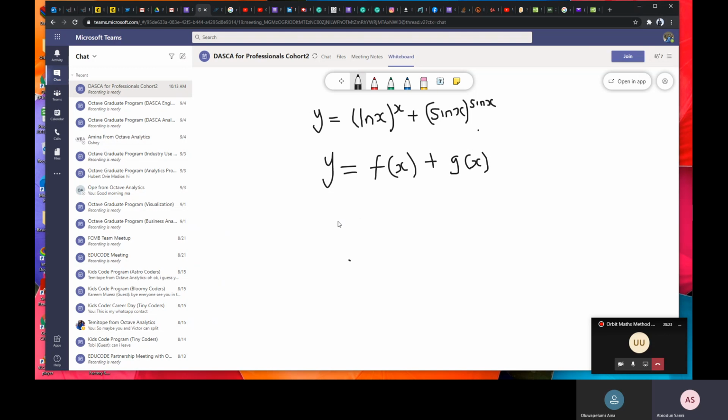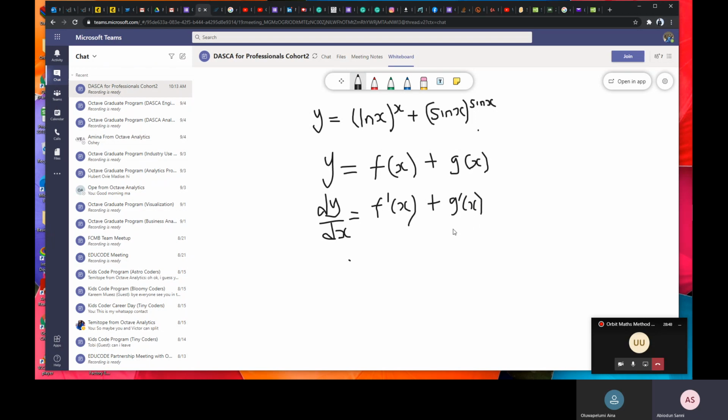Differentiation is a linear operator. So what do I mean by that? It means that if I want to take the derivative, dy/dx is equal to f prime of x plus g prime of x.